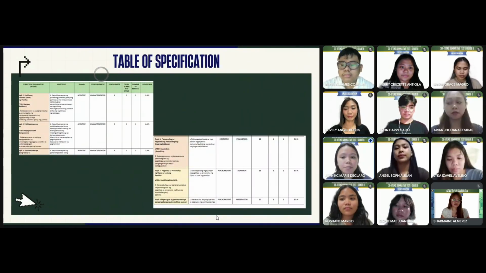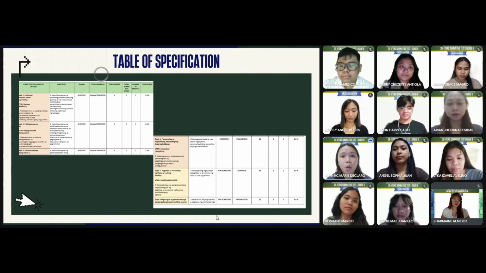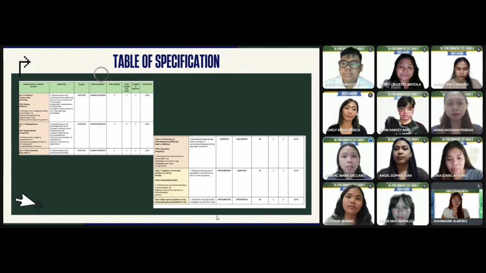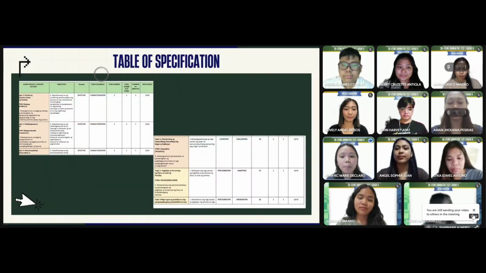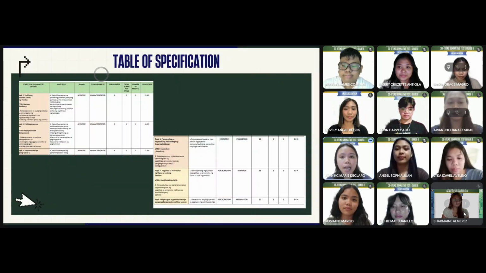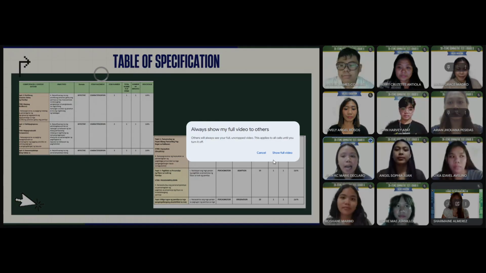For the table of specification, there are 3 to 4 members responsible for each quarter, quarter 1 to quarter 4, and each group focuses only on the competencies within their assigned quarter. We also identify all competencies and distribute the test items across all topics. And then we prepare the TOS per quarter and merge them all. And lastly, we set the time allocation for each item type.